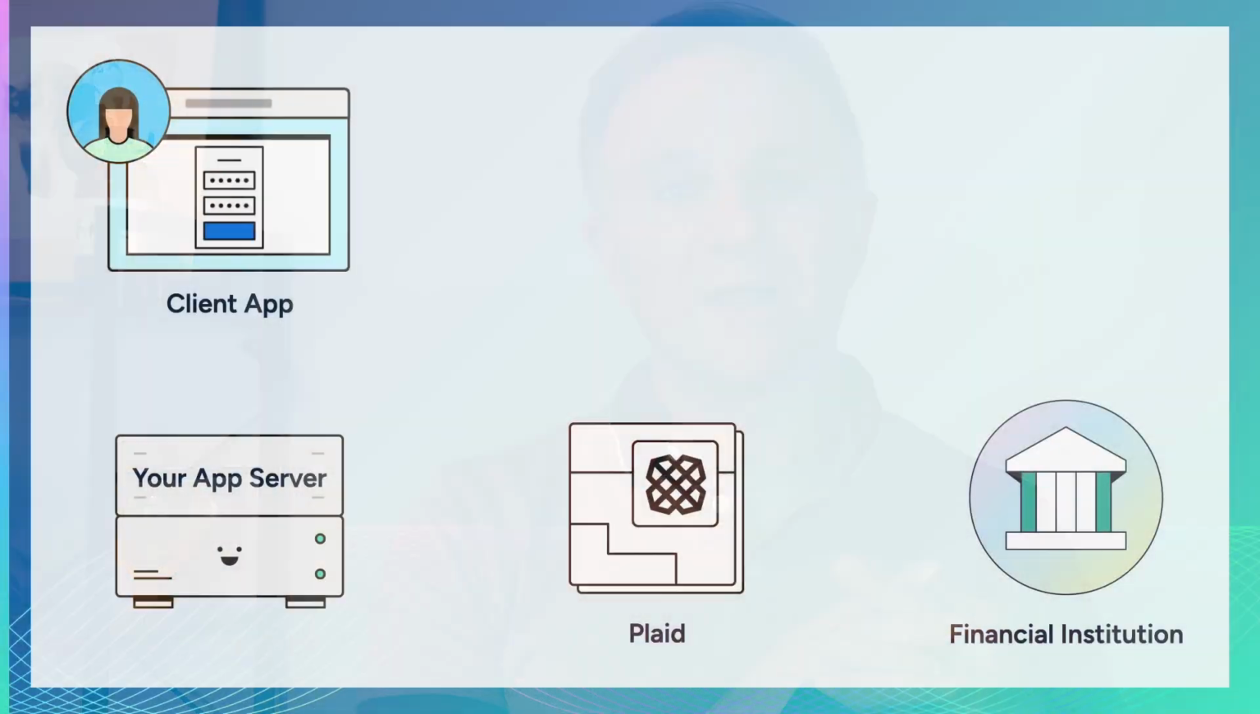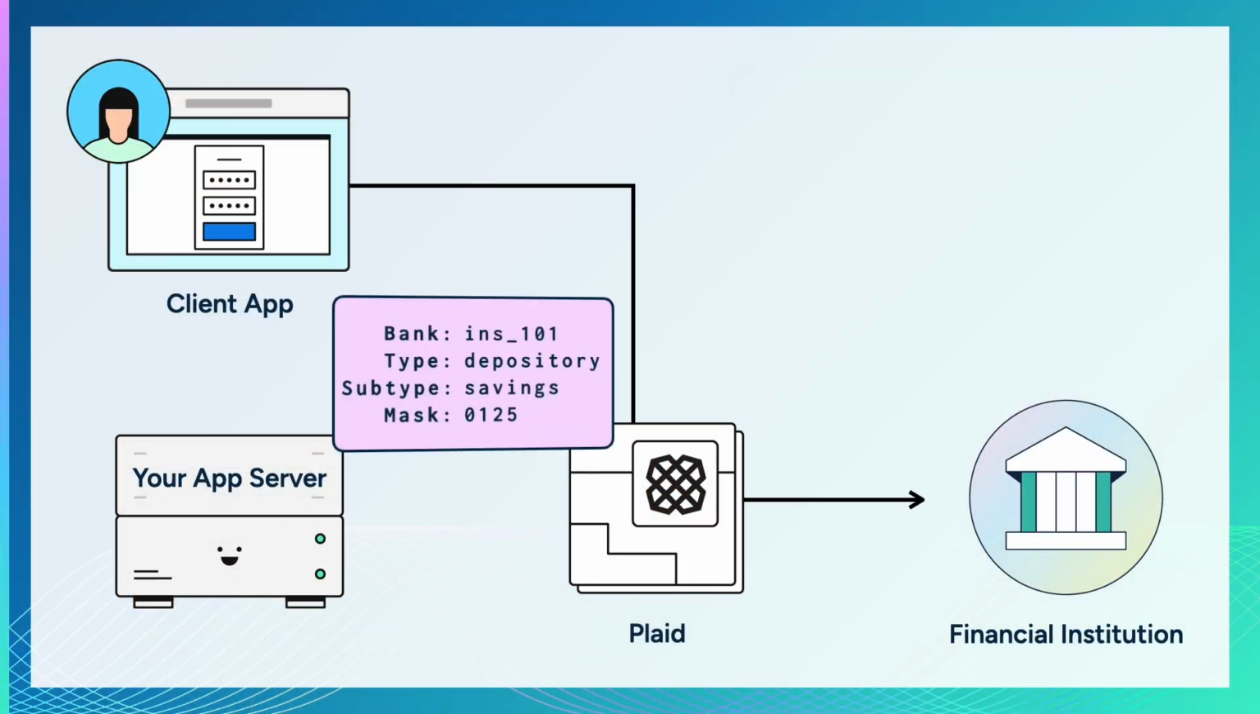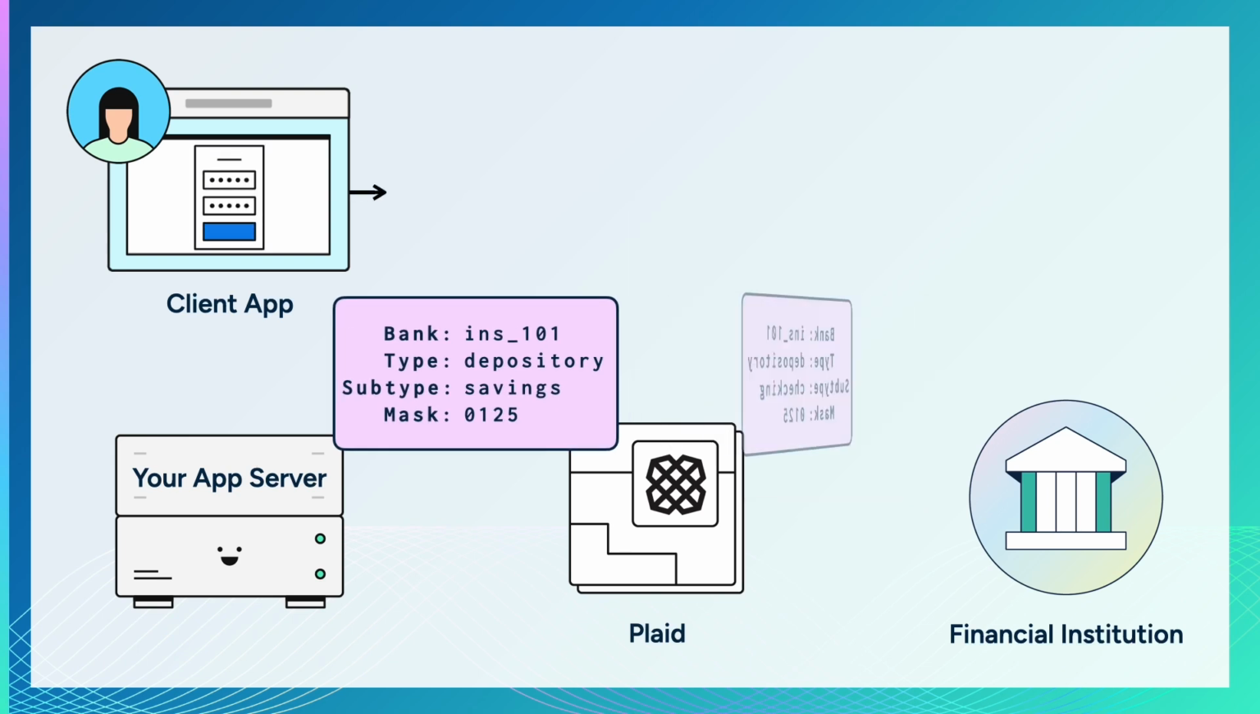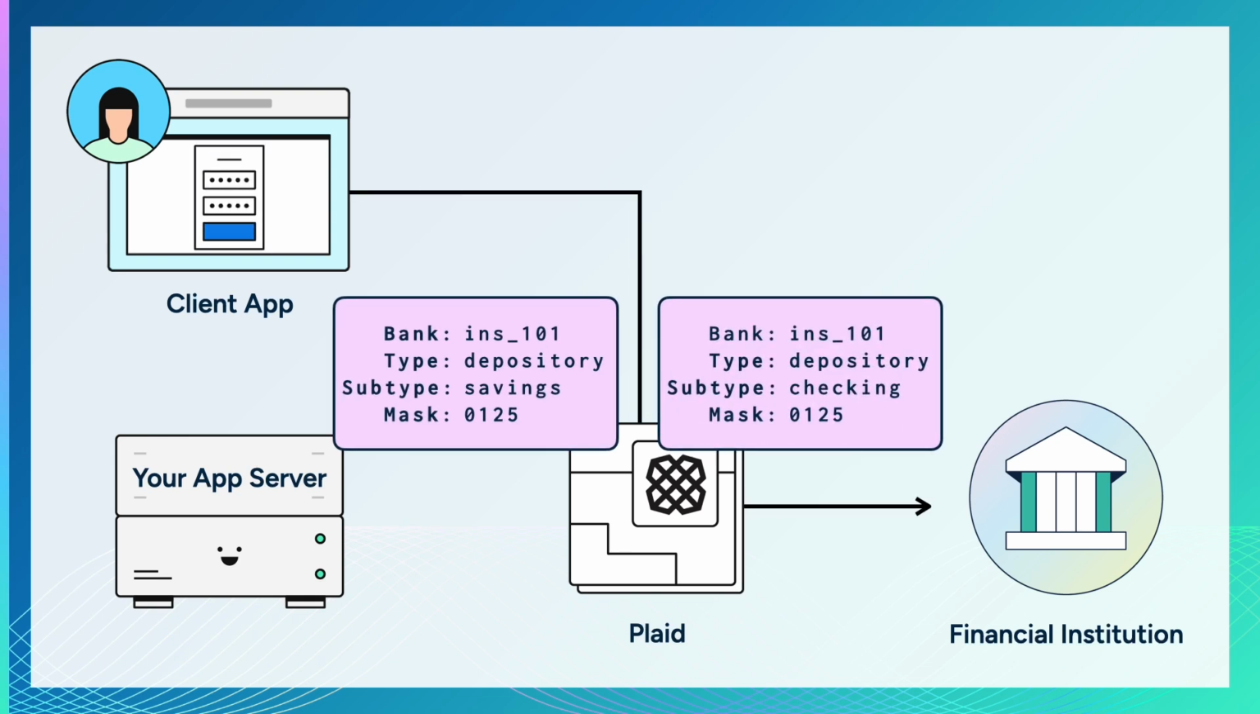Duplicate items. What are they and why should you care? Well, if a user connects your app to their bank using Plaid, and then connects your app again to that same bank using the same login credentials, you essentially have two Plaid connections, the things we call items, to your user's financial institution that are the same.